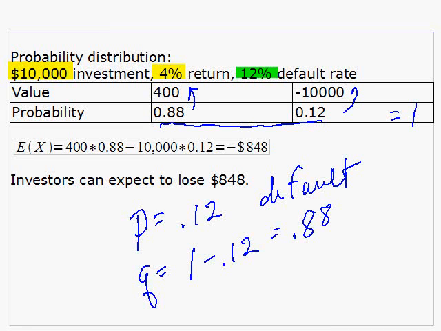0.12 is the probability that you're going to lose $10,000. Now you can compute the expected value. You take the value times its probability, and then plus, well in this case minus, next value times the probability. You find out that the expected value for this bond is over $800 loss. So the other didn't look so high, but like I say, at least it was positive. Compared to this one, this is probably something you don't want to invest in.